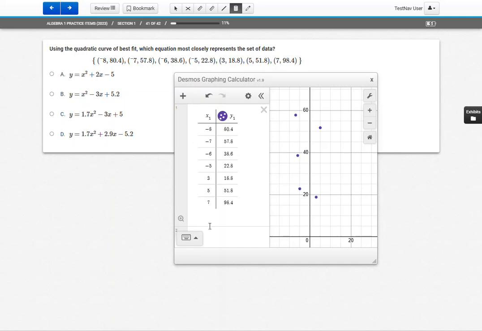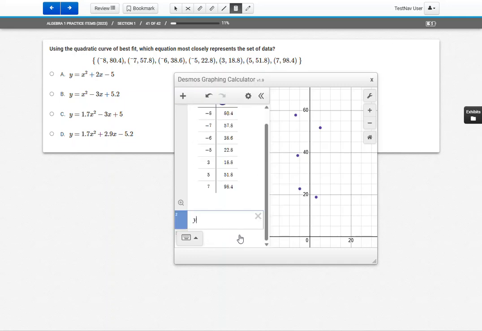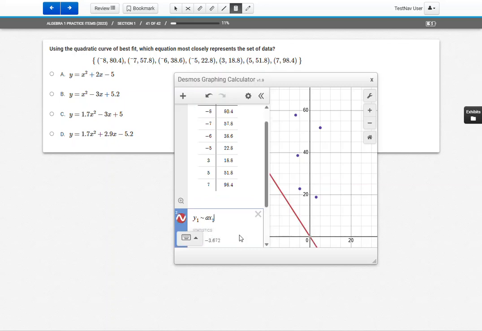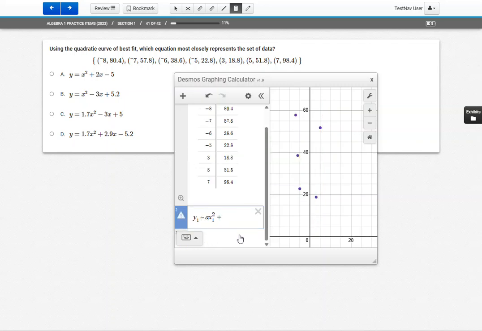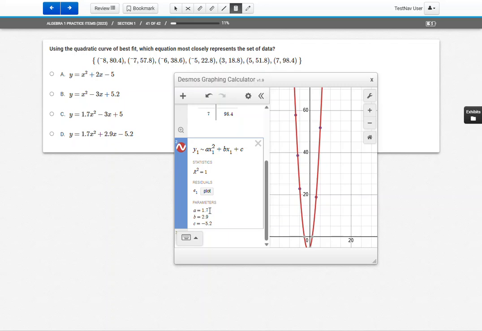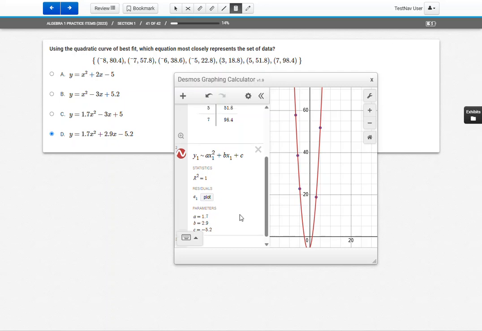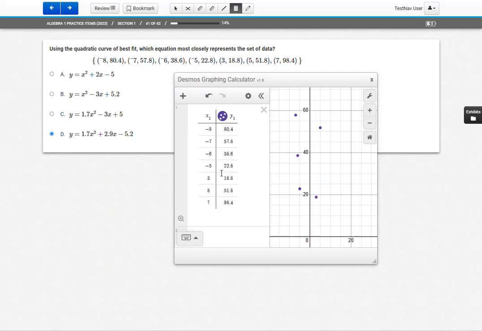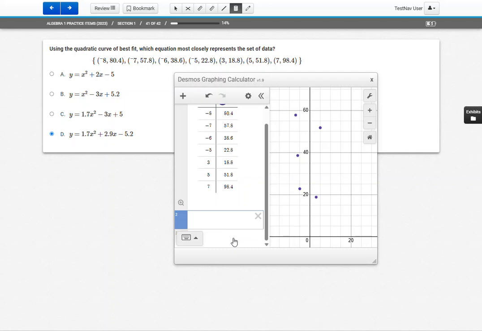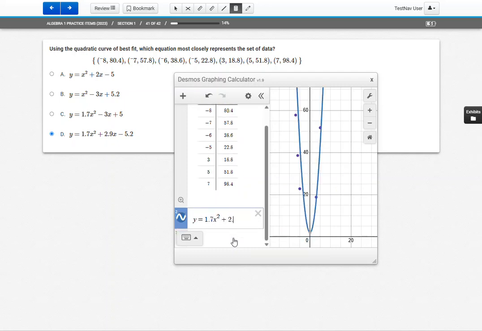It looks quadratic. So I'm going to go ahead and put the quadratic regression, which is y1 regressed against ax1 squared plus bx1 plus c. Well, a is 1.7, b is 2.9, and c is -5.7. There you go. If you can't remember this, since it's a multiple choice, you can try your answer choices and see which one best matches it. You can also do it this way, okay?